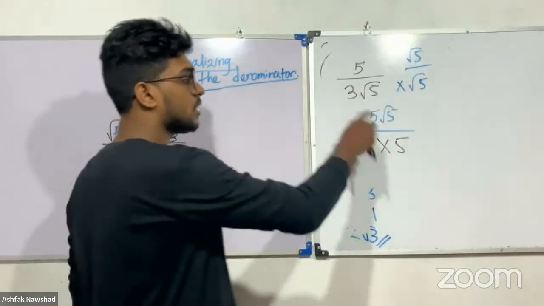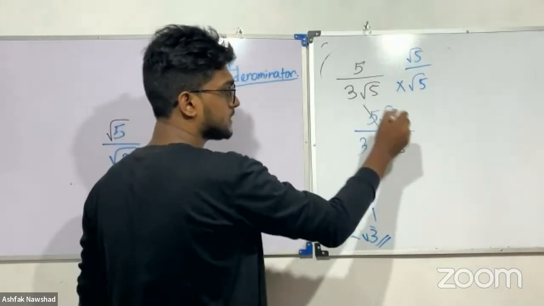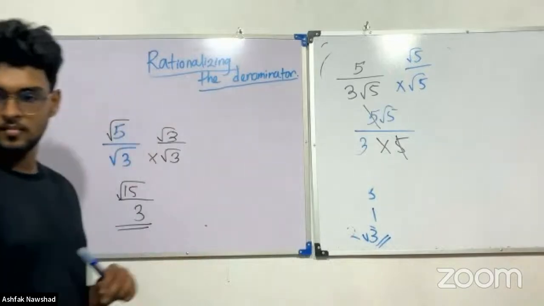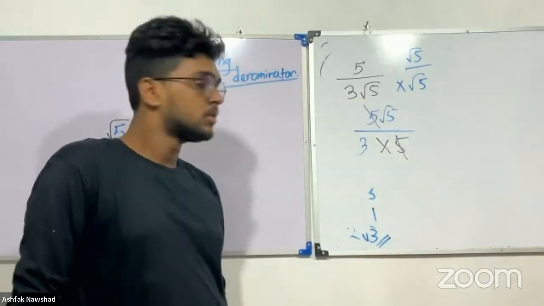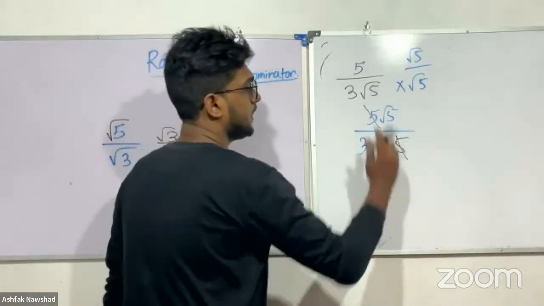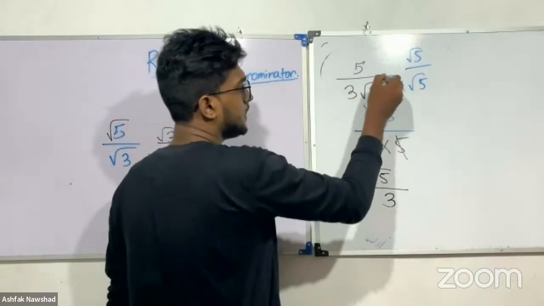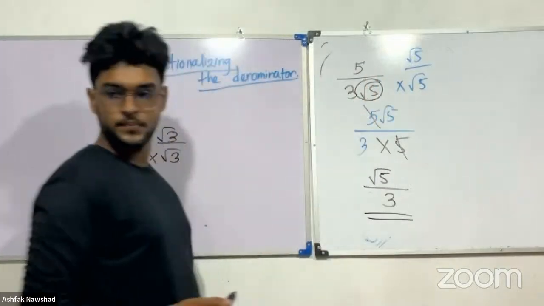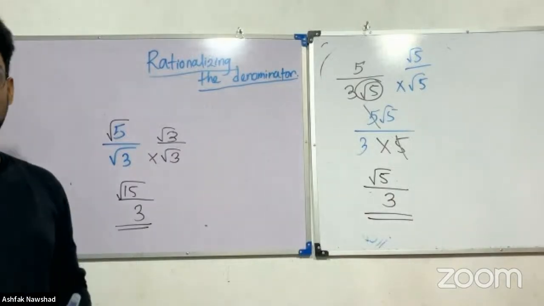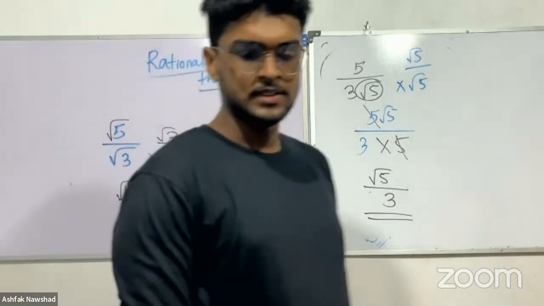Now, this is not over. Don't just multiply and make it 15, because we can cancel this. Even if you multiply and make it 15, you can again cancel that. So in the numerator that is root 5, in the denominator that is 3. See, the new denominator was once irrational, but now it is rational. I hope it's very clear now because we did several examples.